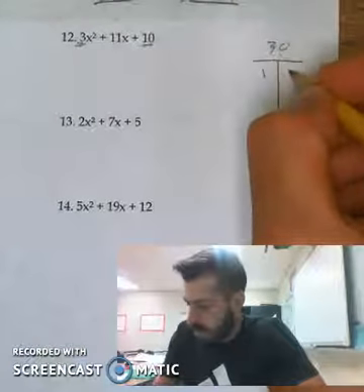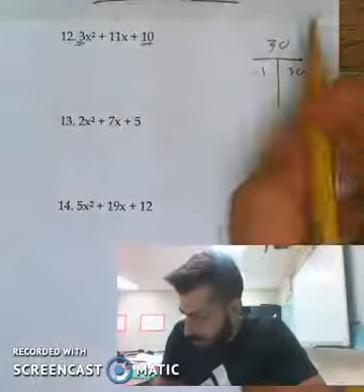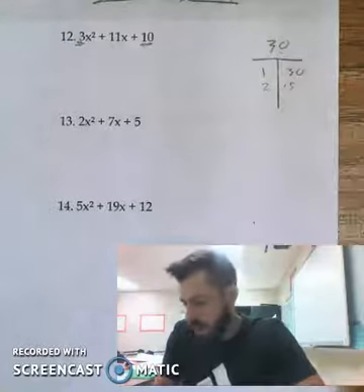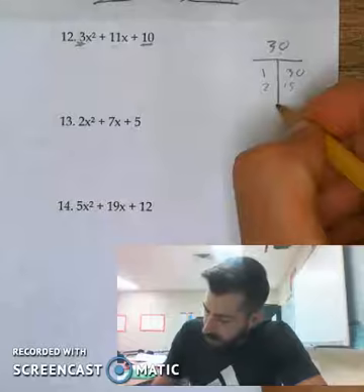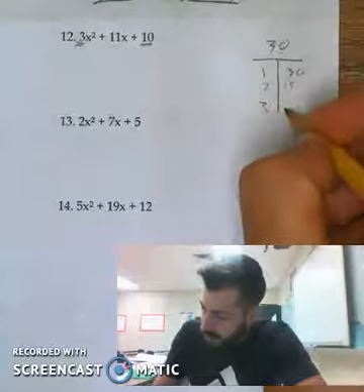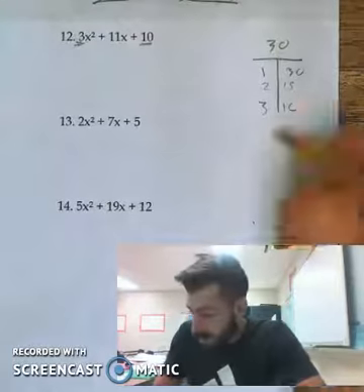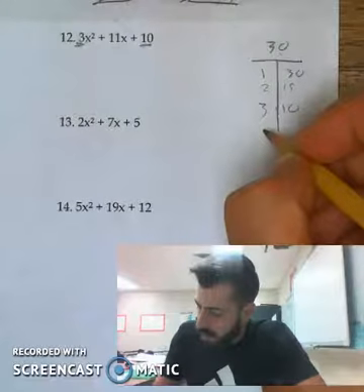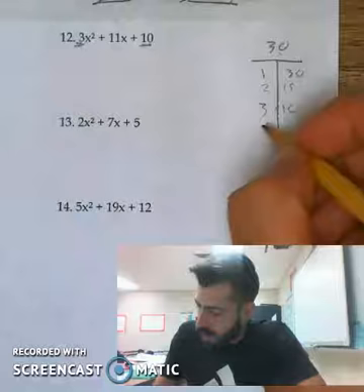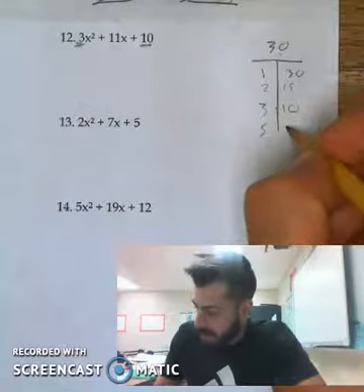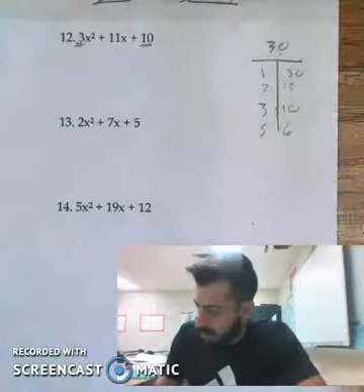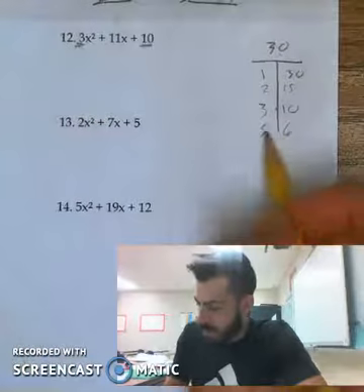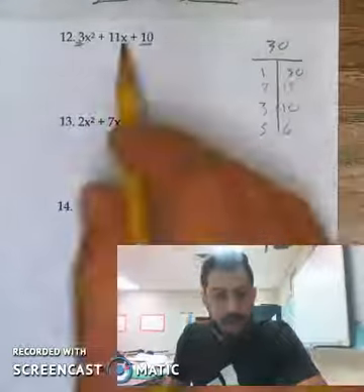Well, there's 1 and 30. That's 31. That doesn't really help. There's 2 and 15. No, that doesn't really help either. There's 3 and 10. No, getting closer. That's 13. Well, what about 4? That doesn't work. 5 and 6. That multiplies to 30. Oh, look. That also adds up to 11. 5 times 6 is 30. 5 plus 6 is 11.